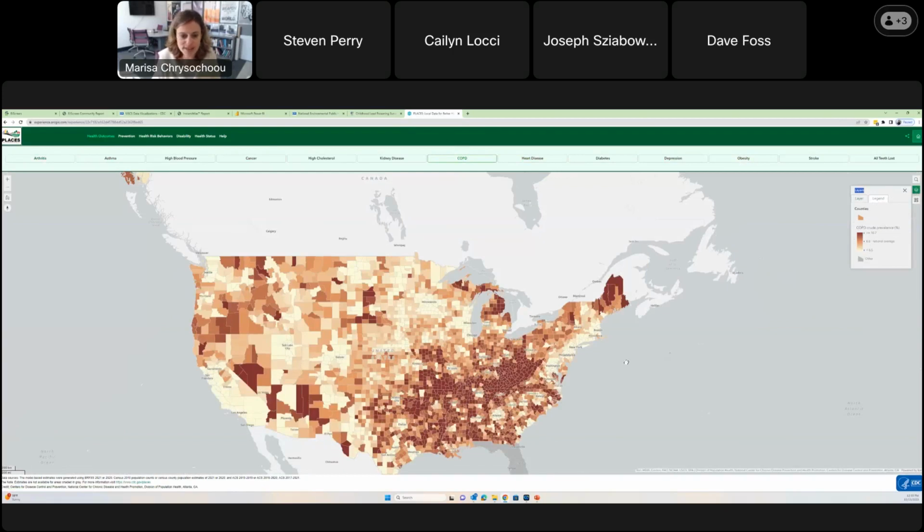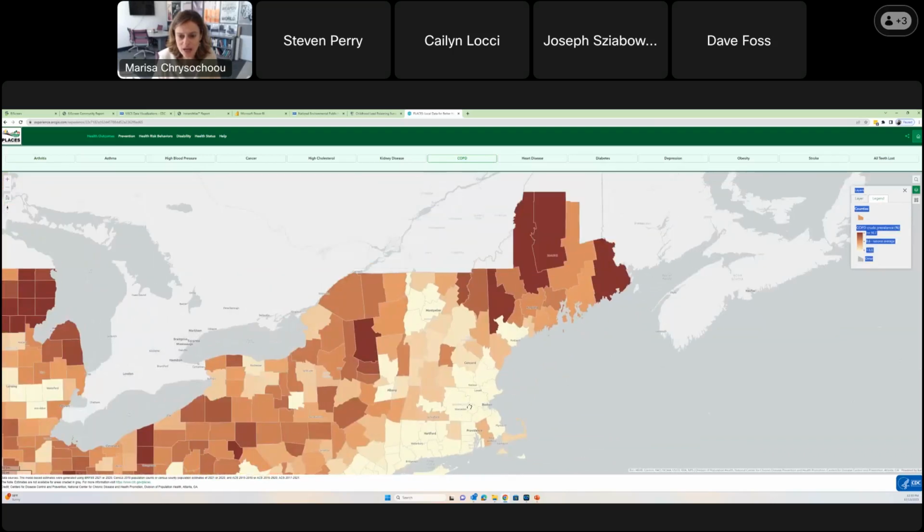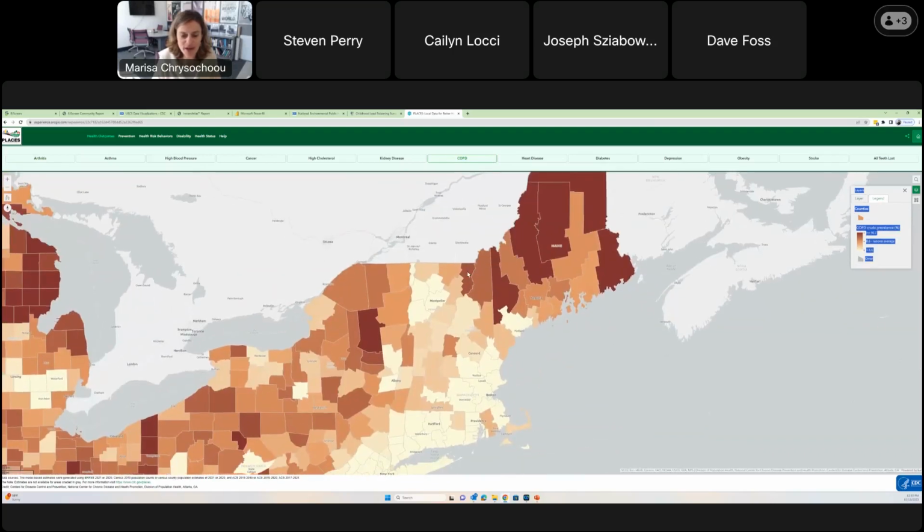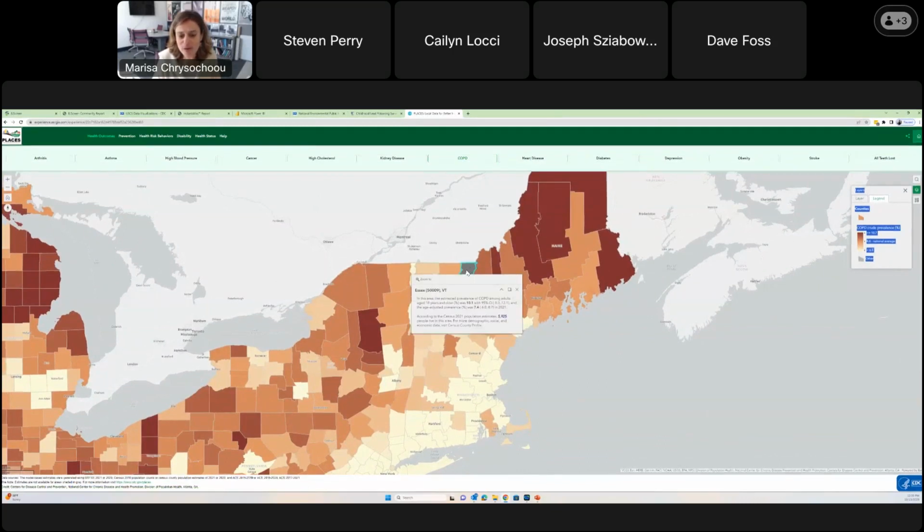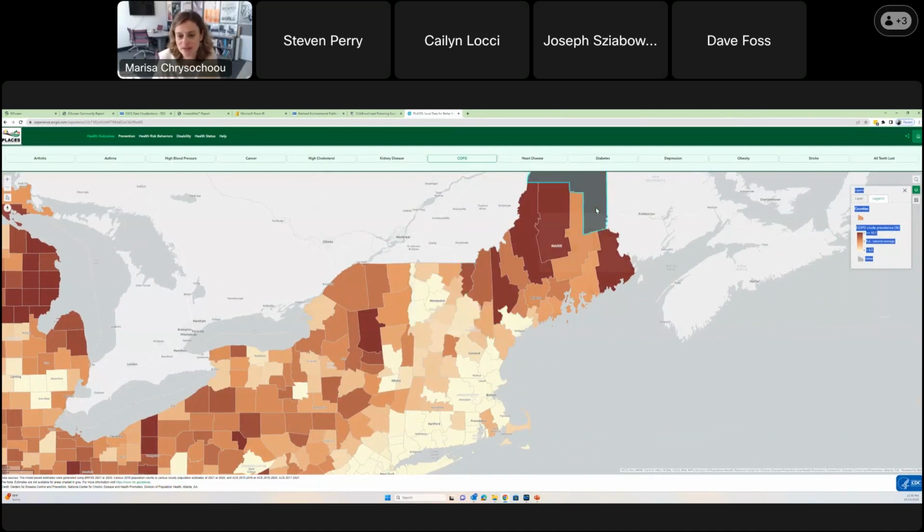So if I, for example, zoom in here, I can tell, for example, that if I click on Essex County, Vermont, the estimated prevalence of, I think it's chronic pulmonary, I don't remember exactly, but it's related to the lung, COPD, is 10.1, and that's higher than the national average. Similar, for example, Aroostook County, again, COPD is more than the national average.